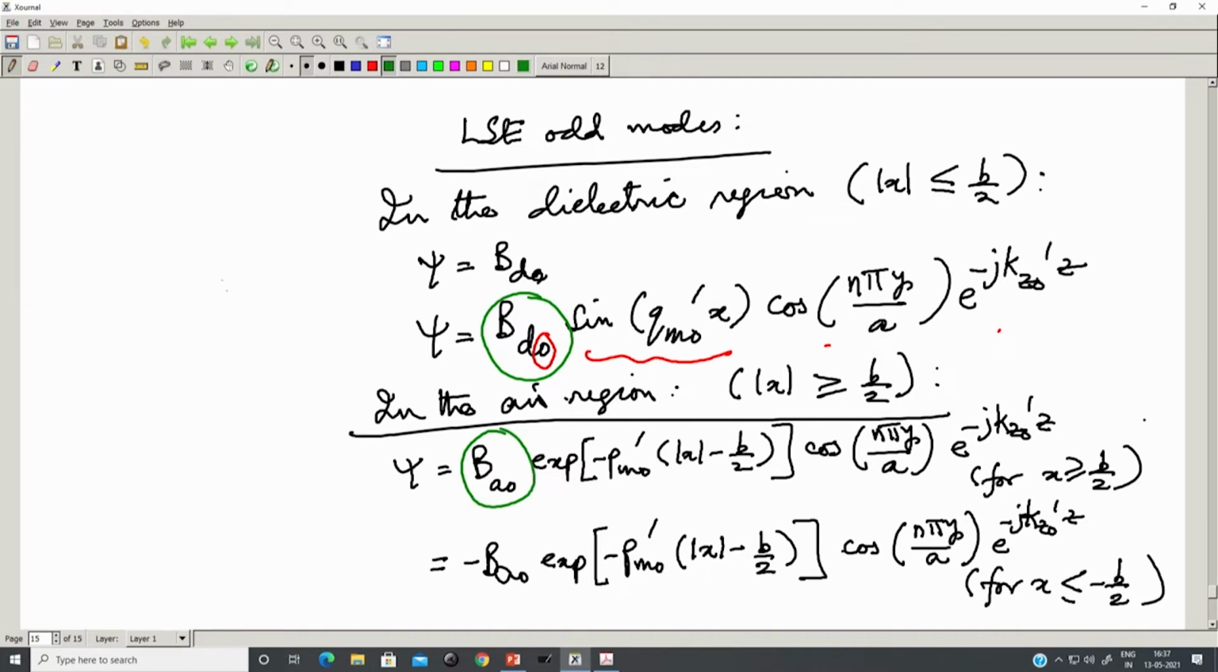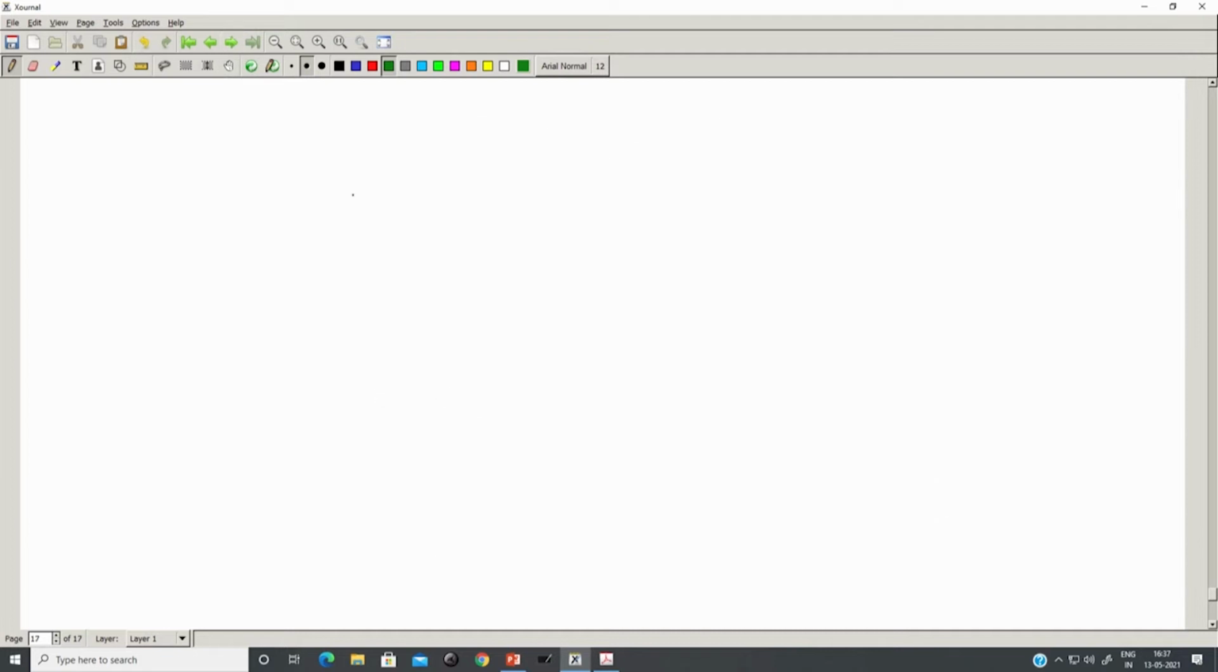Now, from these potential functions, because the LSE mode is nothing but the TE to x mode, it is the TE to x mode because there is no electric field normal to the air dielectric interface. So, it is transverse electric to x. So, therefore, it can be obtained from the expression F equal to U x psi.